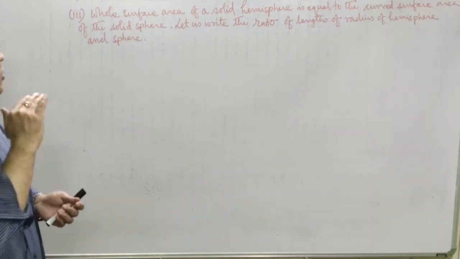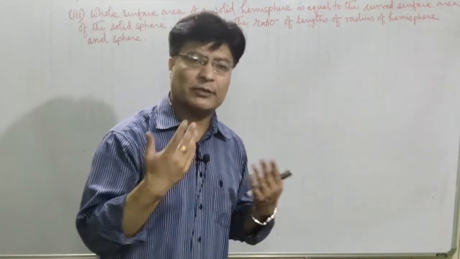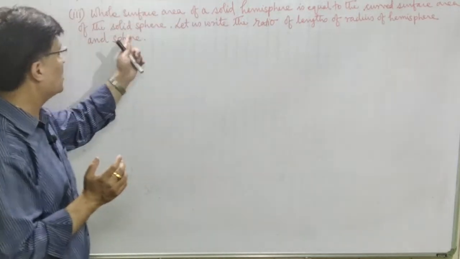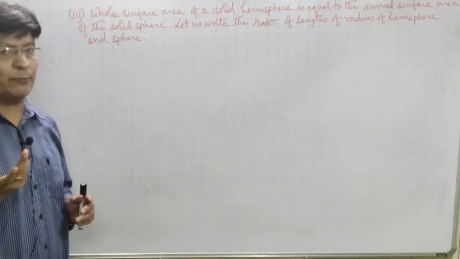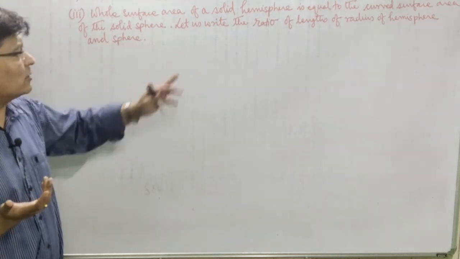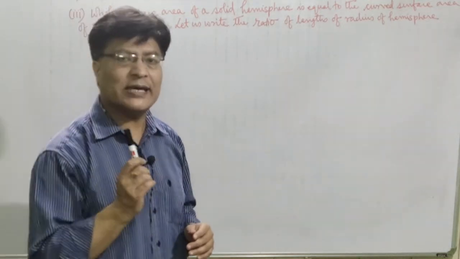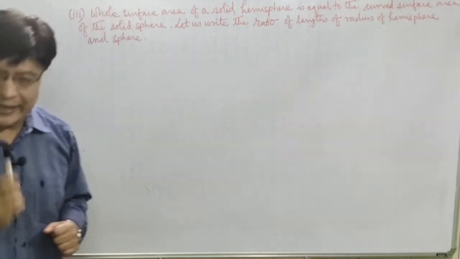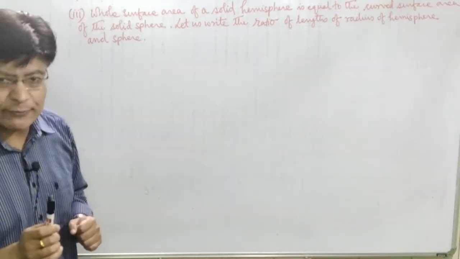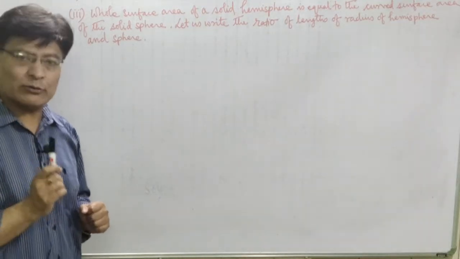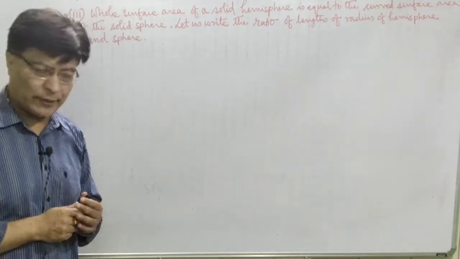So this whole surface area of the solid hemisphere is equal to the curved surface area of the solid sphere. What is the curved surface area of the solid sphere? It is 4 pi r square. Now let us write the ratio of the lengths of the radius of the hemisphere and the sphere. In this case you have to find out the ratio of the radius of the hemisphere and the sphere.